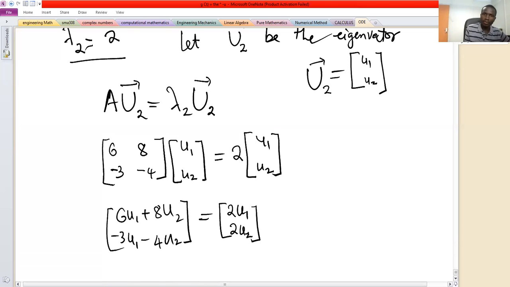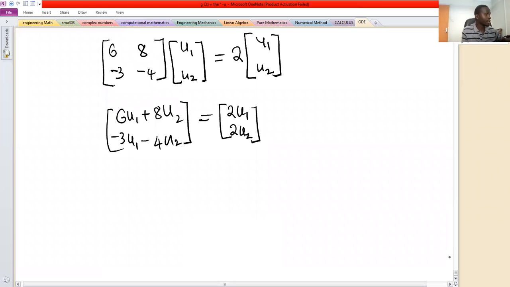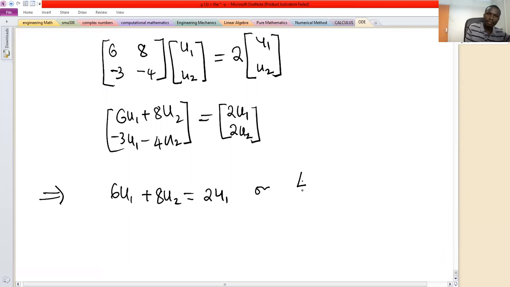And for this equality to make sense, the first rows must be the same on either side, and also the second rows must be the same. So 6U1 plus 8U2 should be 2U1, or the same thing as saying 4U1 plus 8U2 equals 0. Call this one equation 1.